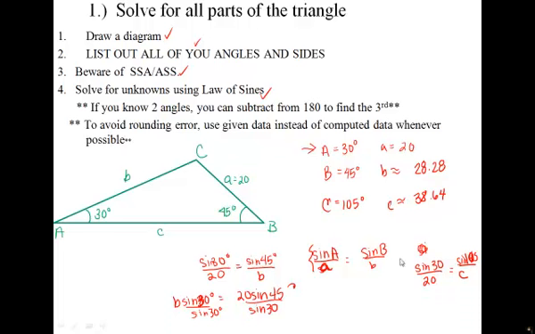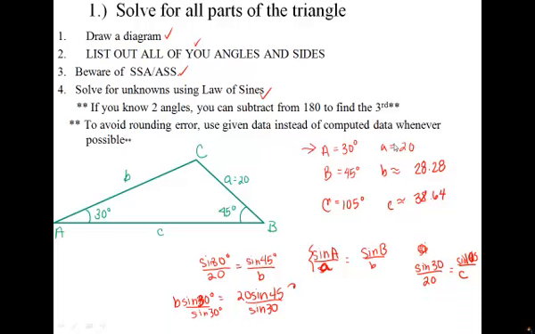And when you do that, you're going to get approximately 38.64. One thing I want to mention is we did not use the Pythagorean theorem because, again, we couldn't. This wasn't a right triangle. We can't use the Pythagorean theorem. So we did have to use the law of sines twice to get us all the pieces we were missing.